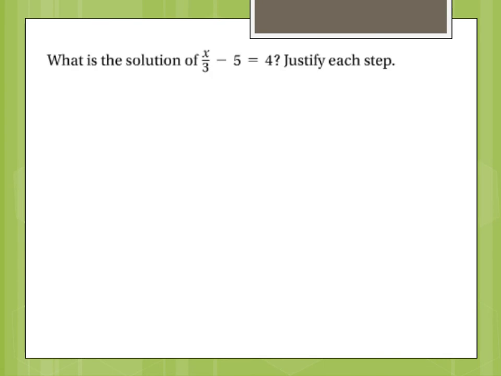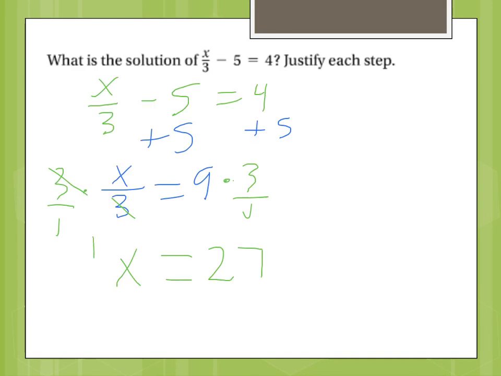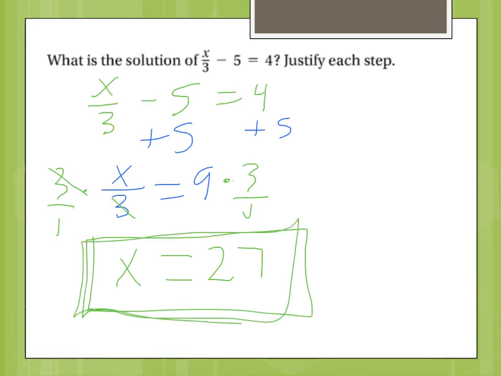You should pause right now and see if you can do this by yourself. Make sure to do the opposite that's shown and work backwards from PEMDAS. You should have gotten that x is equal to 27. The first step you should have done was add 5 to both sides of the equation, because that's the opposite of subtracting. And then you should have multiplied by 3 on both sides of the equation, because that's the opposite of dividing.